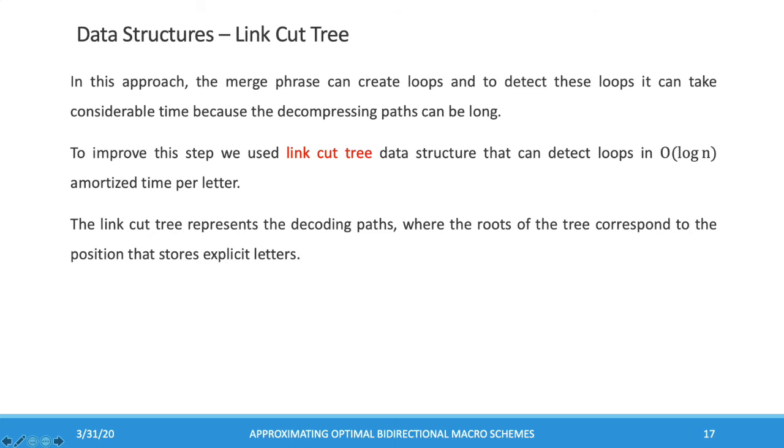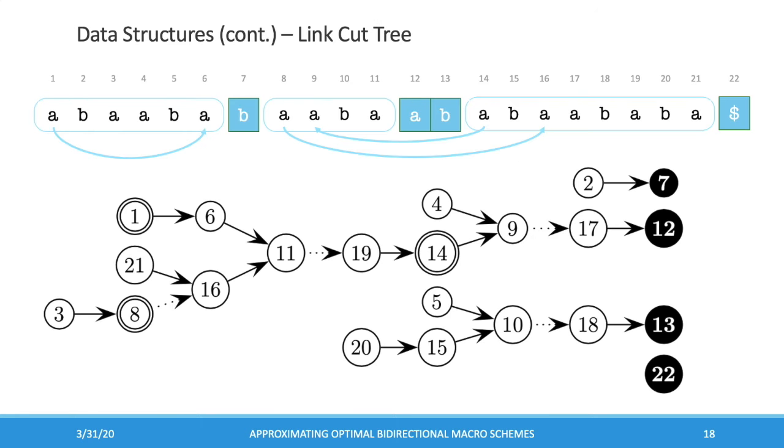Since in a valid macro scheme it's possible to decode the letters at every position, the decoding paths can be represented as a forest, where the roots of the trees correspond to the positions that store explicit letters. So here we can see an example of the linked tree that we use in our approach.